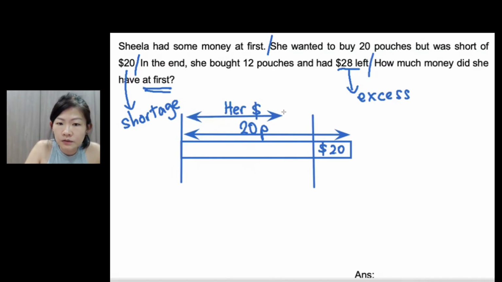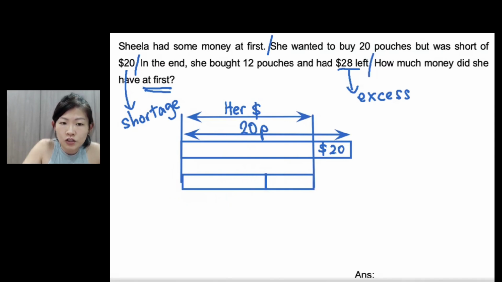From here to here. Okay, with that, we'll also draw the second model, second bar. Now, that means if she chooses to buy 12 pouches, she will have some excess money left. So this is where her excess will be, and this will be where the 12 pouches would be. These are the 12 pouches, and this is the excess money, which is $28.